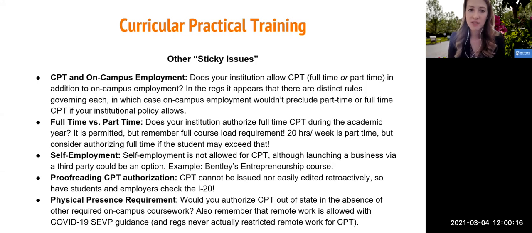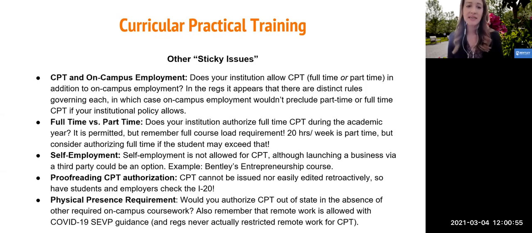So full-time versus part-time: some schools also don't allow full-time CPT during the academic year. Bentley does. We just remind students that you need to be in a full course load, in addition to that internship. And also remember that 20 hours per week is part-time. So if a student may be at risk of going over that during the course of their internship, consider authorizing full-time, since that cannot be retroactively changed. Proofreading CPT authorization, as I mentioned, is really hard to change retroactively. Have students take a look at their I-20s.